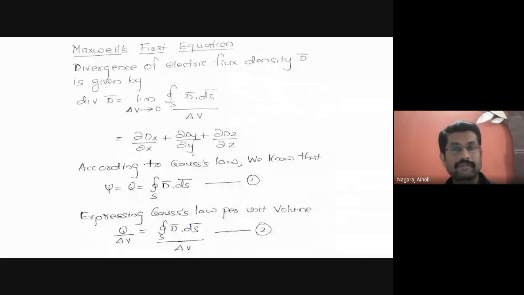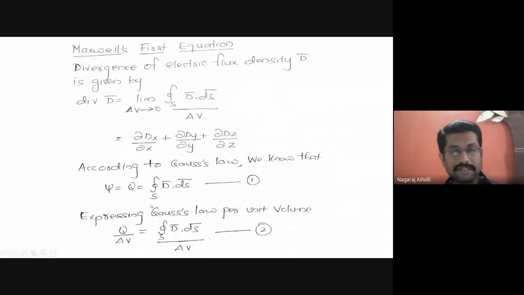Recollect from there. According to Gauss law, we know that psi is equal to Q, that is, the closed surface integral of D bar dot dS bar. This is our Gauss law, whatever we have studied up till now in today's classes. Flux is nothing but the same as the charge. Take it as equation 1.